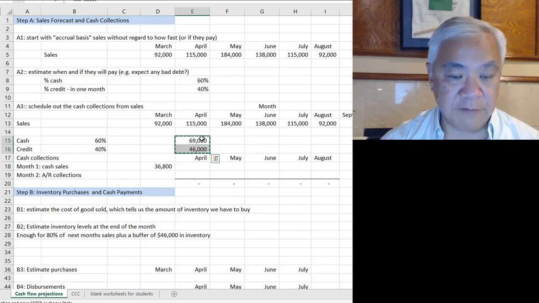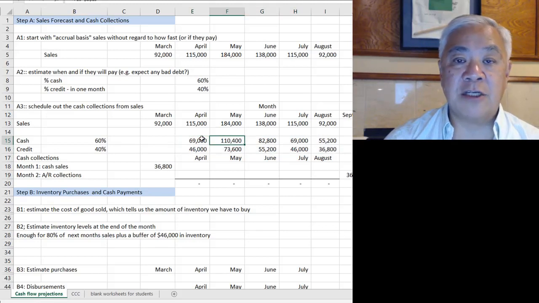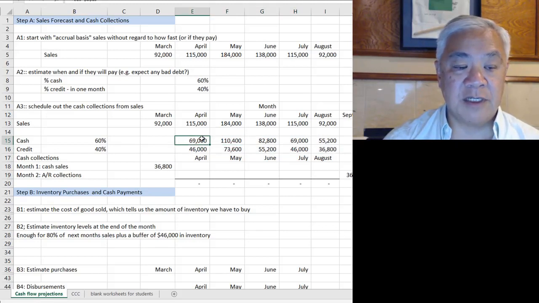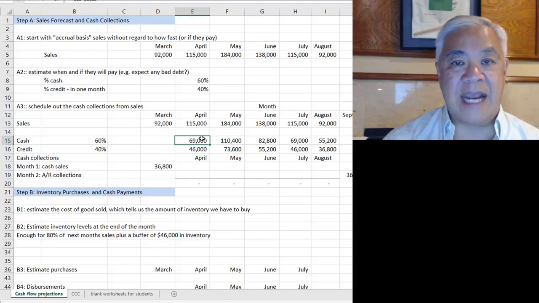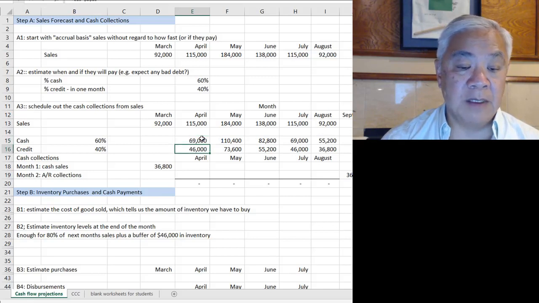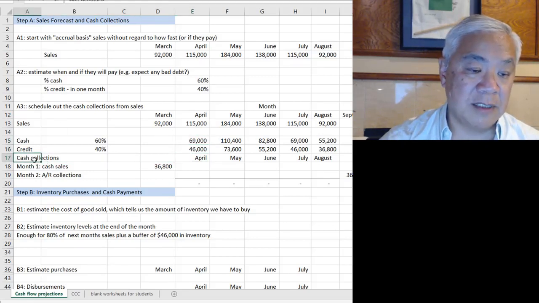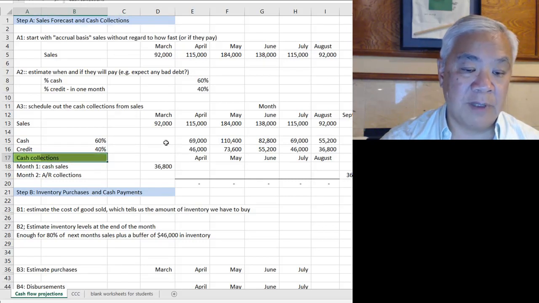So if we copy this over, we now know for each month how much we receive in cash for the month sales and then how much is deferred until the following month. Now you're seeing a staggering of when we collect cash, which is different from when we account for the revenue. So now we'll go to cash collections. This is the key that we want, is cash collections, because this is going to carry forward later.